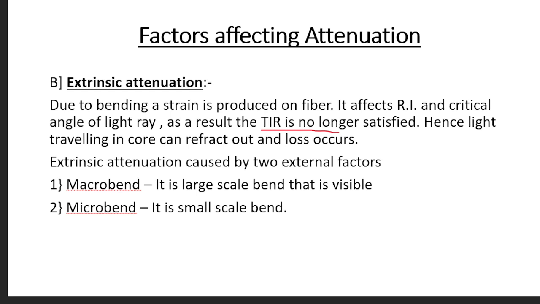Extrinsic attenuation is caused by two external factors: macro bend and micro bend. Macro bend is a large scale bend that is visible, and micro bend is a small scale bend. These are the two factors affecting attenuation.